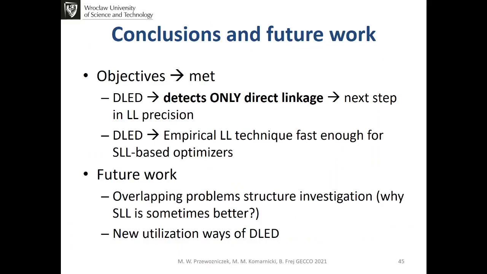So the conclusions. The objectives of the paper are met. We have proposed DLED, which detects only the direct linkage, and this is a kind of next step in linkage learning precision. We have also proposed an empirical linkage learning technique which is fast enough for those optimizers which were originally proposed with statistical linkage learning techniques. The main future work directions are the investigation of problems with the overlapping structure and answering why statistical linkage learning is better for some of them, and new utilization ways of DLED.